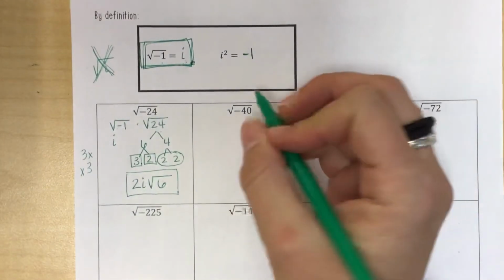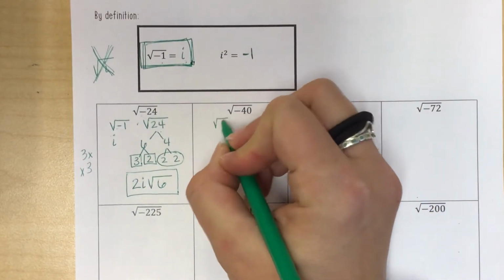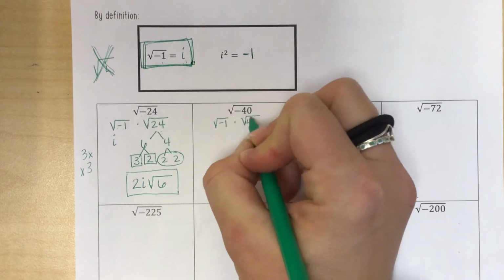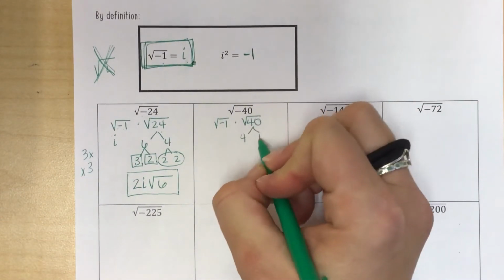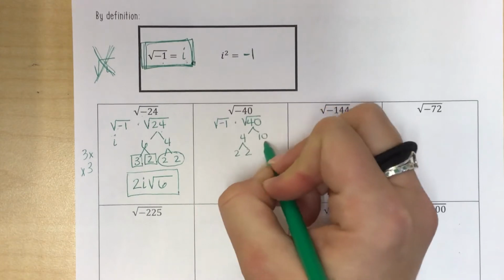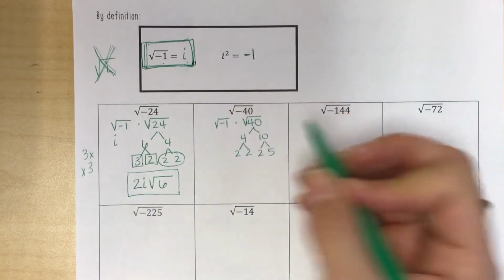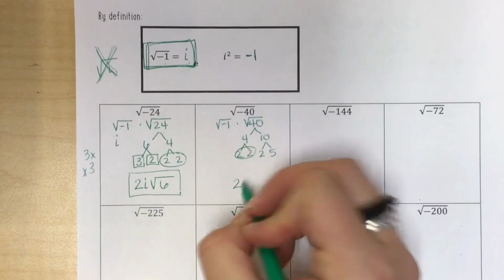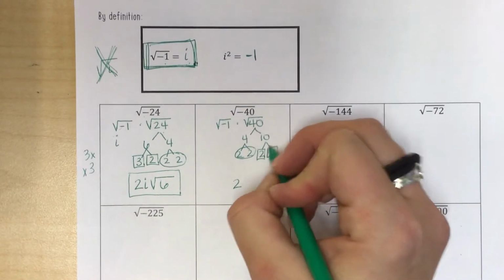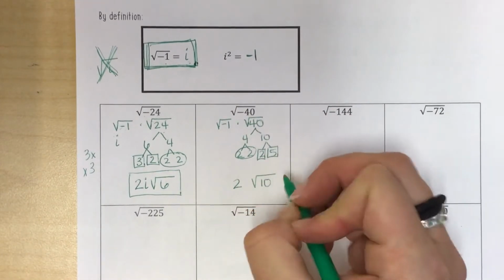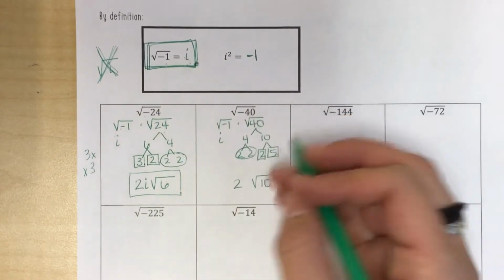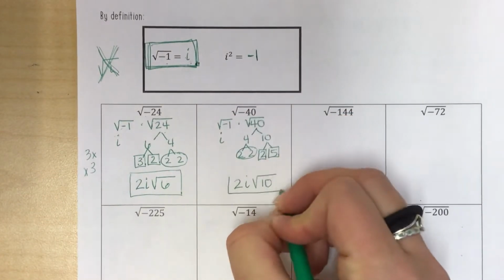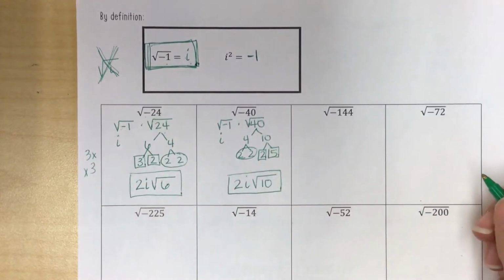All right, if we look at negative 40, again, break this up into negative 1 times the square root of 40. So 40 we're going to break down. I'm going to do 4 and 10. We've got 2's here, and 2 and 5. I have a pair of 2's. I have 2 left over and 5 left over, so that's 10. This right here, the square root of negative 1, by definition, is i. So my answer here is 2i radical 10.